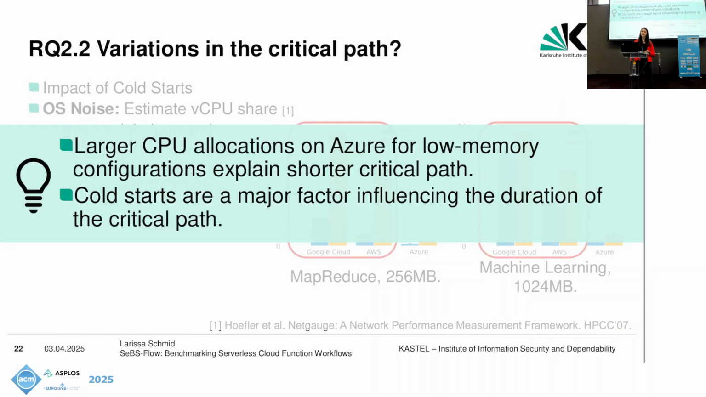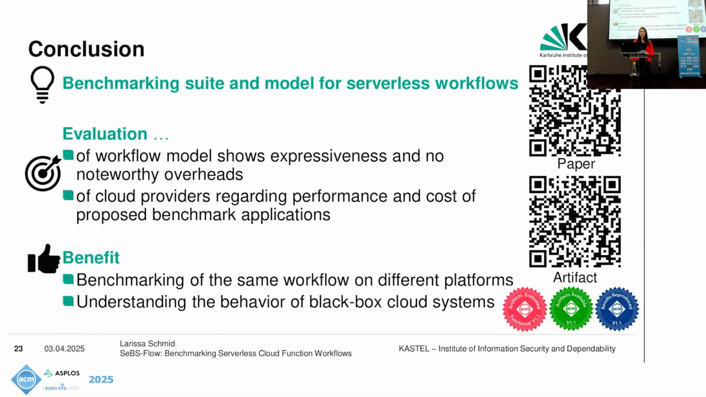So we learned here that larger CPU allocations on Azure for these low memory configurations of benchmarks can explain the shorter critical path. And what we also showed in the paper is that cold starts are a major factor influencing the duration of the critical path. Now, to conclude my talk, what we're proposing is a benchmark suite and a platform agnostic model for serverless workflows.